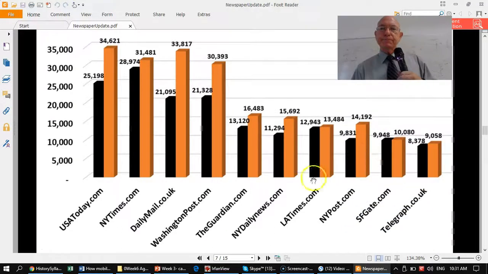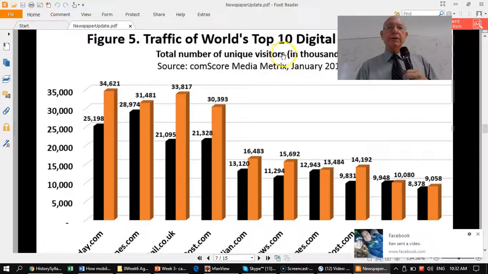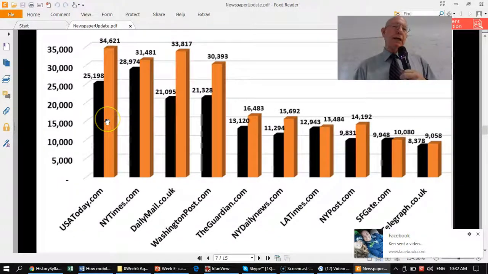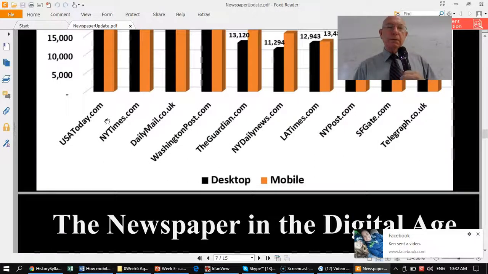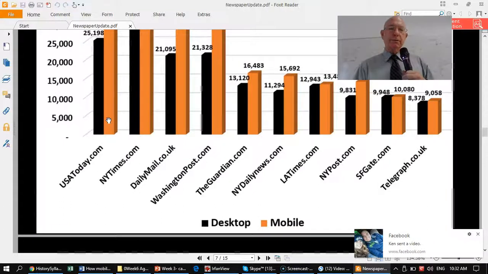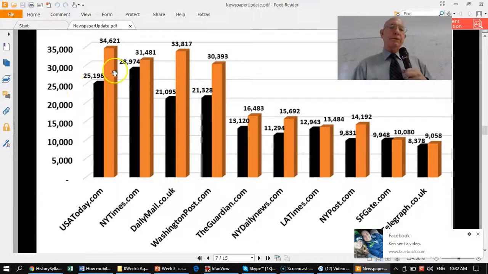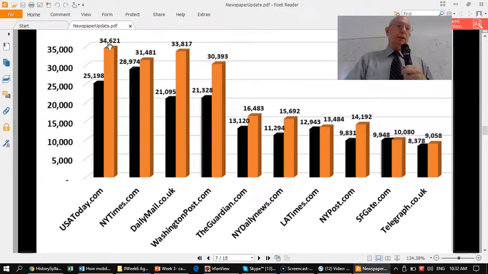So in here, again, this is unique visitors in 1 month, January 2015, in thousands. So during that month, for USA Today, the black is desktop, the orange is mobile. So you see USA Today gets more mobile visitors than desktop. That's an important change in how people are getting their news. And altogether they had about 60, well, this is 60,000, but it's in thousands, so it's 60 million unique visitors to the usatoday.com site. That's a good number. But they're not spending much time there, and they're not getting much advertising in exchange for those 60 million visitors. The New York Times, like I said, is close to the same.